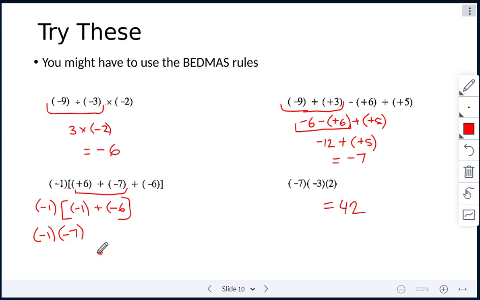Just like that. And now we have multiplication. It's negative 1 times negative 7, which gives me an answer of positive 7.